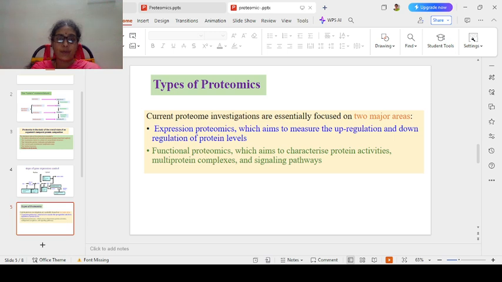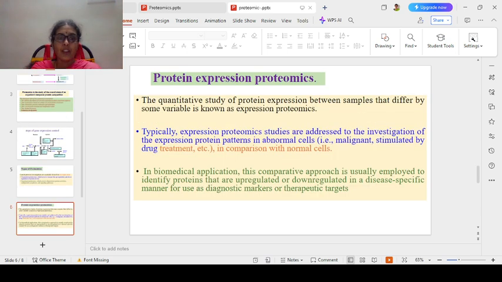So there are different types of proteomics. Now coming to the types of proteomics. Current proteome investigations are essentially focused on two major areas. The first one is expression proteomics, which aims to measure the upregulation and downregulation of protein levels. The second is functional proteomics, which aims to characterize protein activities, multi-protein complexes and signaling pathways. Okay, so next, expression proteomics.